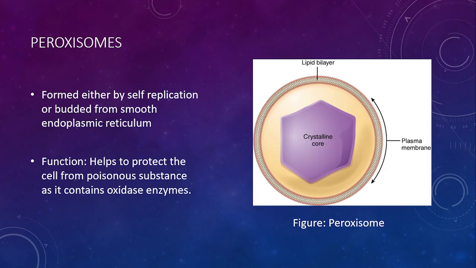Now comes the peroxisome. Peroxisome is formed by the self-replication or budding of smooth endoplasmic reticulum, and their function is to help protect the cell from poisonous substances by means of oxidase enzyme. Now what are these poisonous substances? Poisonous substances doesn't necessarily mean poison or toxin, you know, because all of us are not going to commit suicide. So poisonous substance here doesn't necessarily mean poison or toxin.